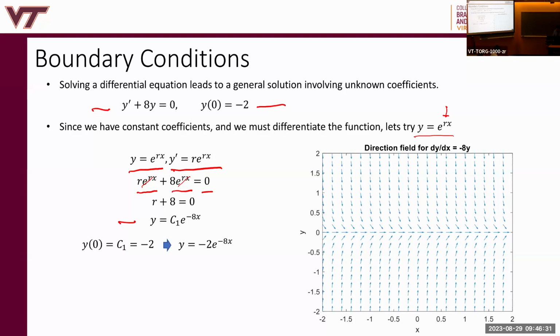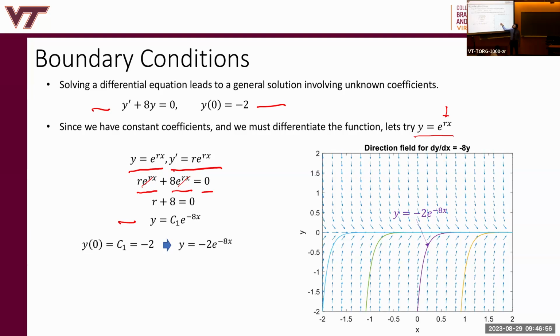So here we have plotted the direction field for that differential equation, which is a plot of x versus y. We have dy by dx equal to negative 8y. So there are multiple different solutions that we could pick. The solution to the differential equation must follow the slope field, the direction field. This direction field indicates the paths.